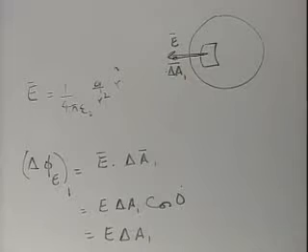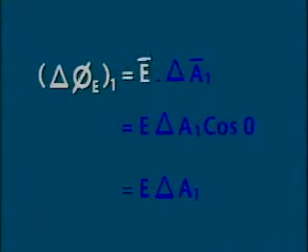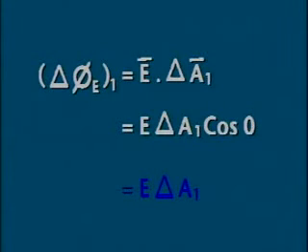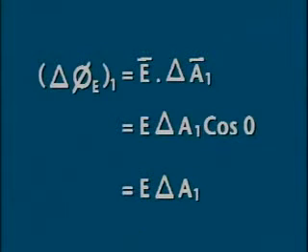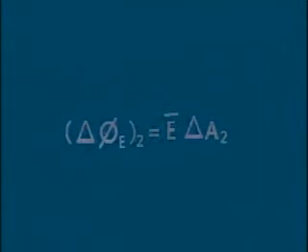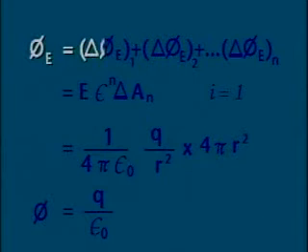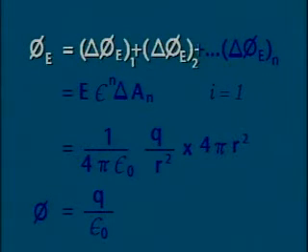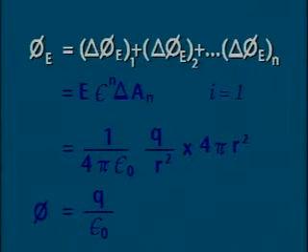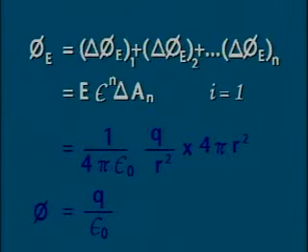Now the electric flux through this patch is equal to E dot delta A1, which is equal to E delta A1 cos of 0. Cos 0 is equal to 1, therefore this is equal to E delta A1. Now similarly, the flux through another patch of area delta A2 would be E delta A2. If I can divide this ball into n number of patches, then the total flux would be phi E equal to delta phi E1 plus delta phi E2 plus so on up to delta phi En. This can be written as E summation i equal to 1 to n delta A i.